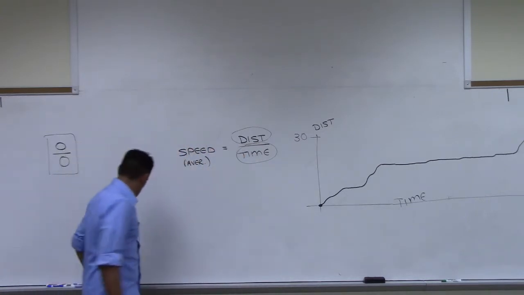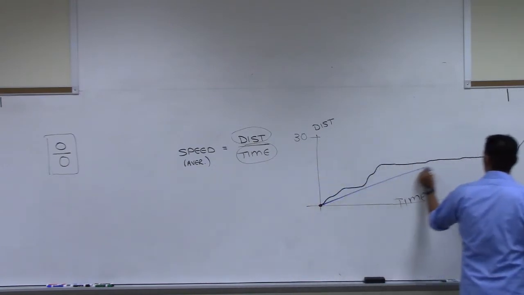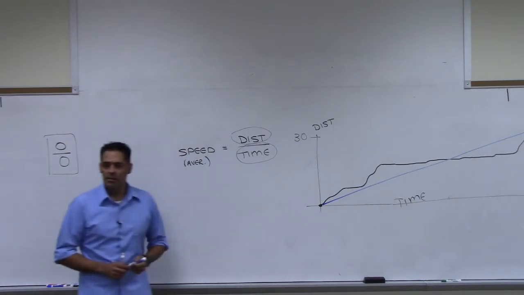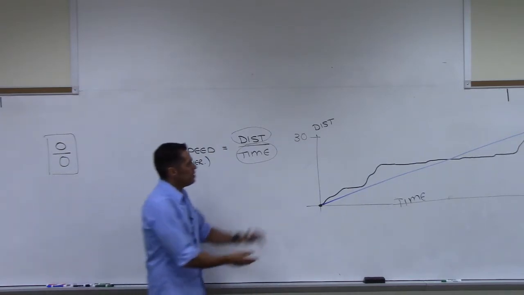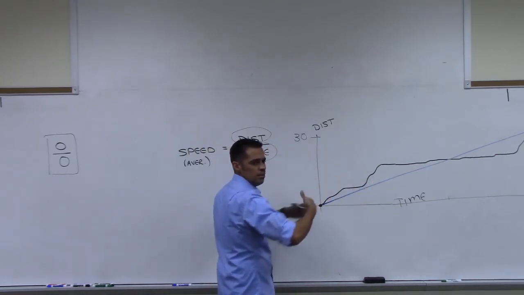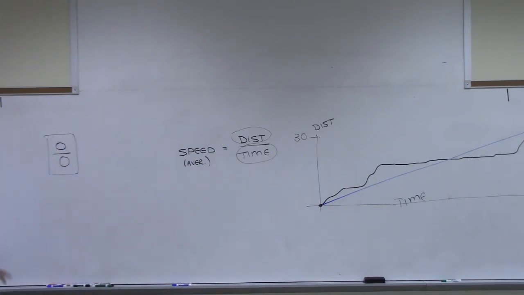Okay. Visually, what you're actually doing is connecting these 2 points with a straight line, and you're finding the slope of that line. Because isn't slope rise over run? So the rise is 30, right? The run is 2. 30 over 2 is 15. So your average speed is the slope of what we call the secant line, but don't worry about that.